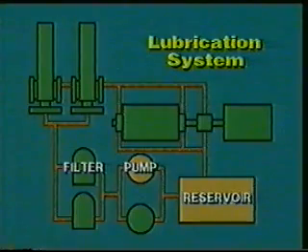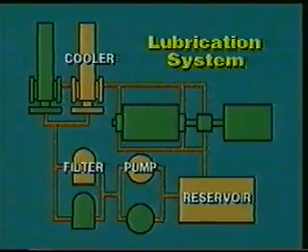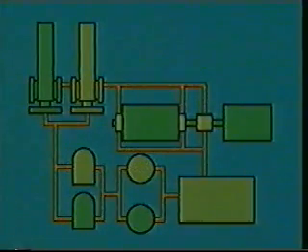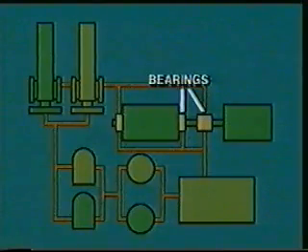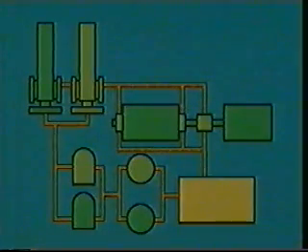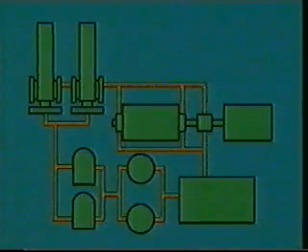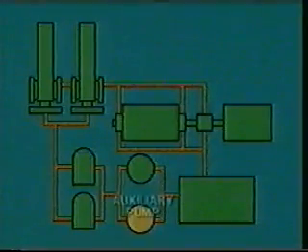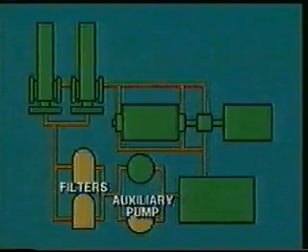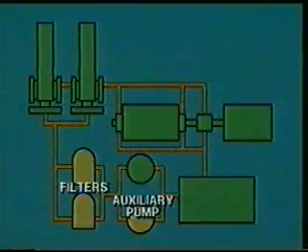Oil is pumped from the reservoir through a filter to a cooler, where it is cooled to the correct operating temperature. This cooled, clean oil then flows under pressure to each bearing through holes and grooves. Gravity allows the oil to make its way back into the oil reservoir where the cycle starts all over again. Most lube oil systems also have an auxiliary pump and dual filters. These help give added protection to the lube oil system.